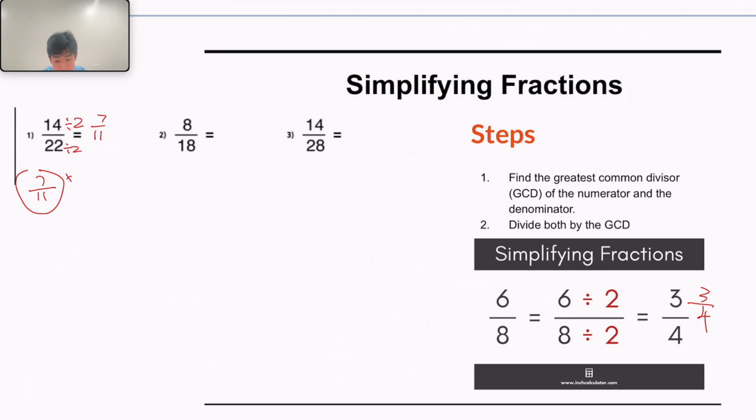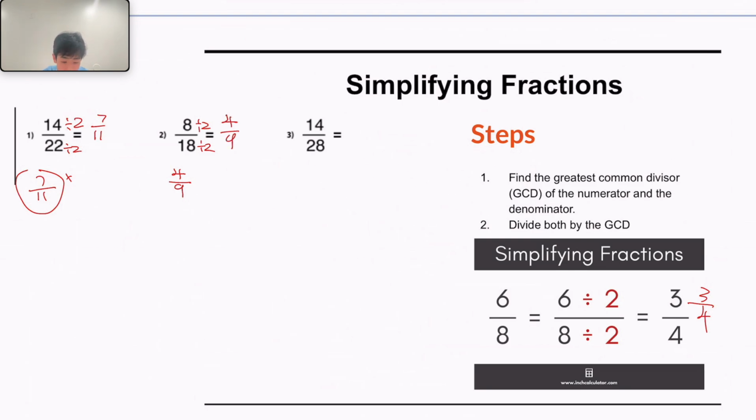In this case here, 8 over 18. As usual, we find the greatest common divisor will be 2 here. So the numerator divided by 2 is 4, and the denominator becomes 9. And we cannot further simplify this fraction. So this would just result in 4 over 9.